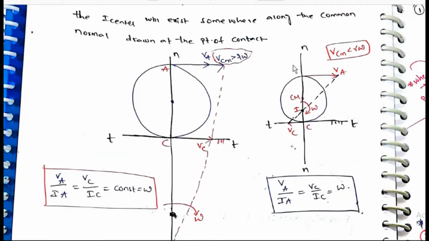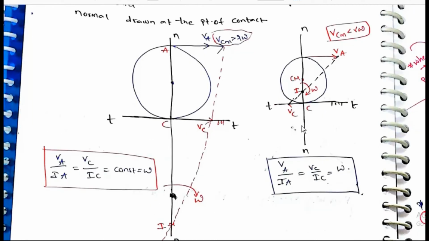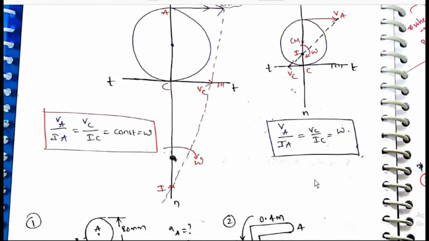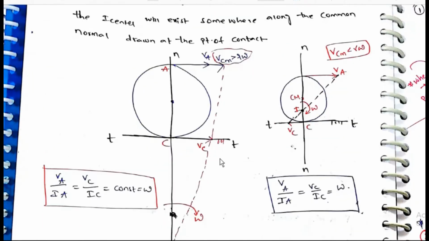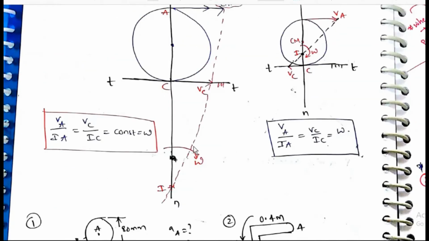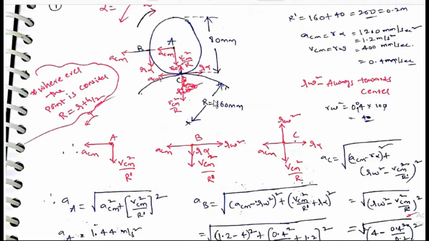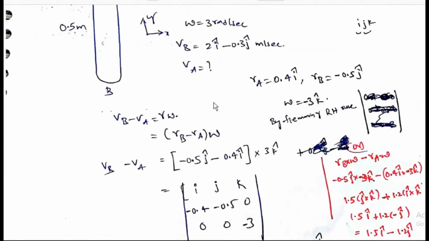If VCM is greater than R omega, the I center is outside; if VCM is less than R omega, then it will be in the middle. VA by IA is equal to VC by IC is equal to omega. If VCM is equal to R omega, it's obvious that C will be the I center. If not, we have to do it like this. It will be somewhere here. These are the workbook problems. We have to visualize everything.